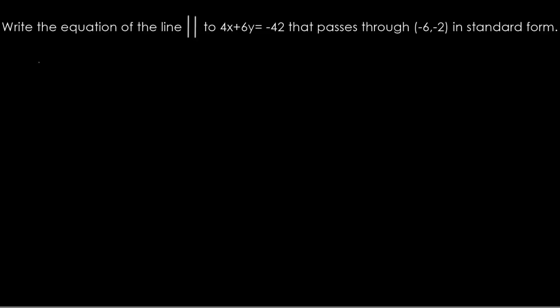Okay, here's the problem. Write the equation of the line that is parallel to 4x plus 6y equals negative 42 that passes through the point negative 6, negative 2 in standard form. All right, so where should we start?